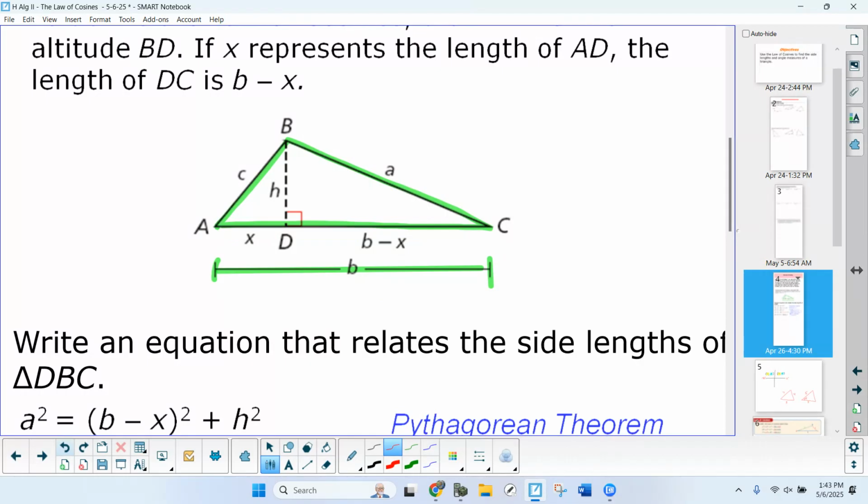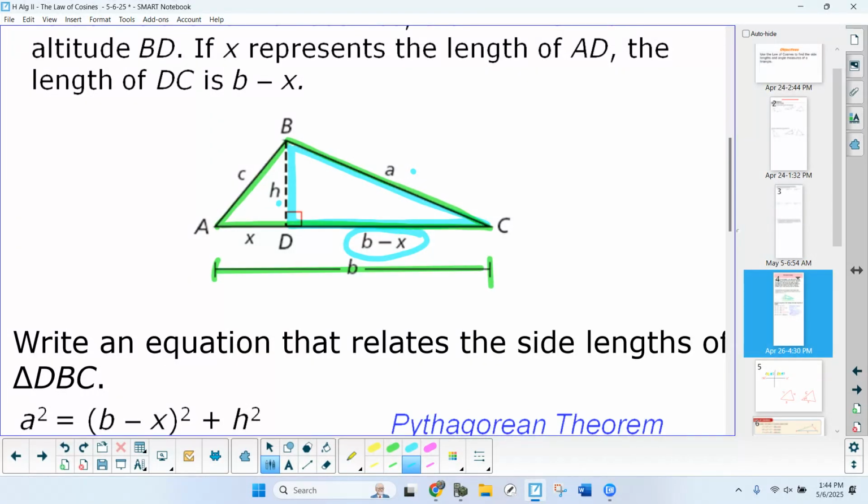Okay? So now I'm going to look at one of our right triangles. And we're going to look at just this blue highlighted triangle, which is kind of hard to see, so I'll do that. Okay, that blue highlighted triangle. I can use the Pythagorean theorem, and I can say a squared plus b squared equals c squared. So remember though, be careful, a in this case is the hypotenuse. So a squared is equal to h squared plus this quantity squared, b minus x.